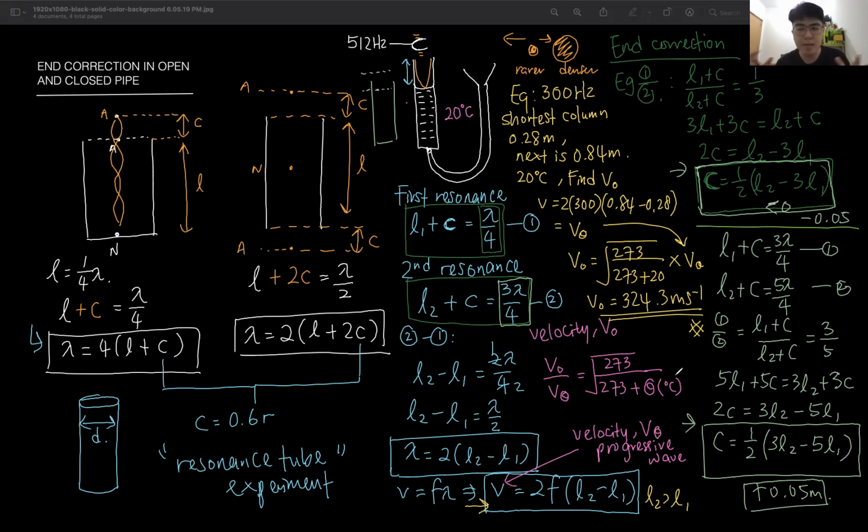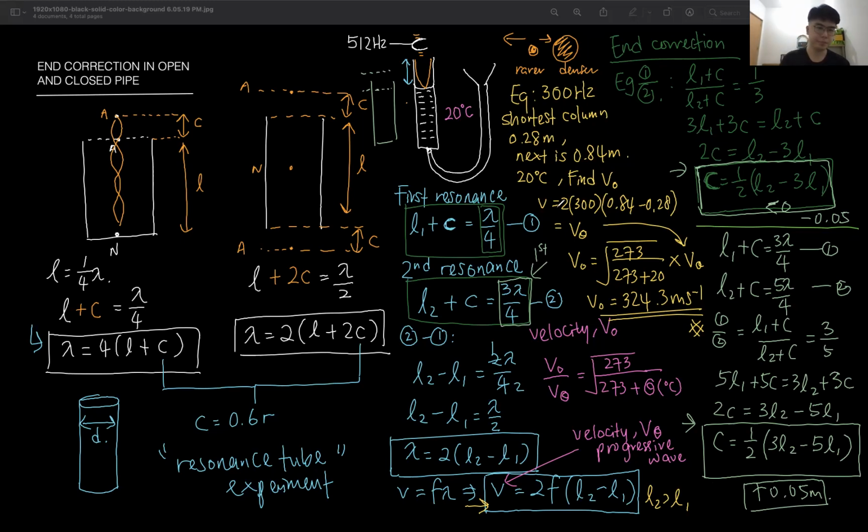And what is the first position of resonance? This one is 3 lambda over 4, not lambda over 4. That means this is actually the first resonance that you hear. The first sound that you hear is actually the 3 lambda over 4. Okay, not the lambda over 4.